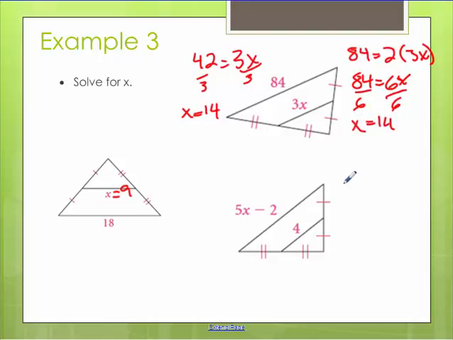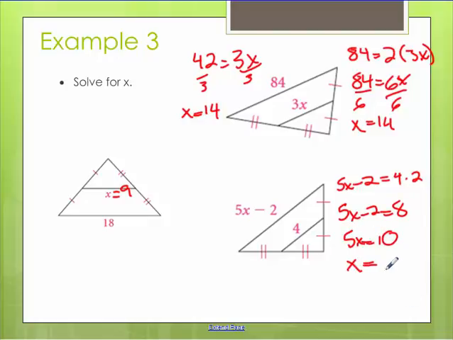So down here, instead of taking 5x minus 2 and cutting it in half, I'm going to take the 4 and multiply it by 2. And then I'm going to add 2 to both sides. 5x equals 10, giving me x is 2. Now I could have also just thought about that if this is 4, this has to be 8. That's what I'm essentially doing, and you could do that mentally as well.